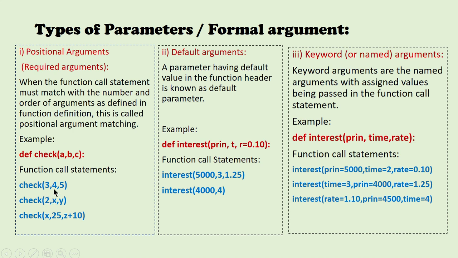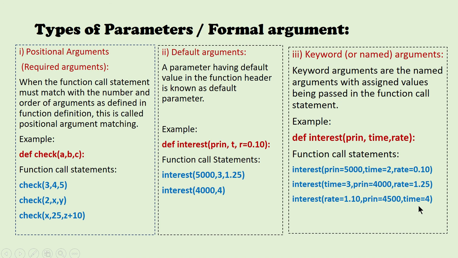Here I have not specified any A, B, C. I just specified 3, 4, 5. So here 3 will be given to A. That is, the second value is given to the second parameter, and the third value is given to the third parameter. Here I am changing the order, but I am still giving it to the correct variable by specifying the variable name. Look at the third example.